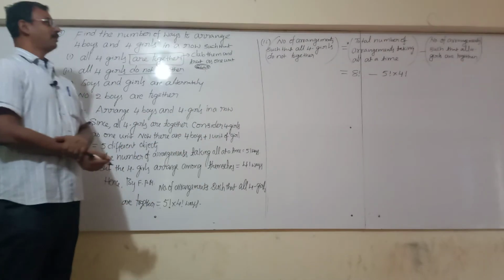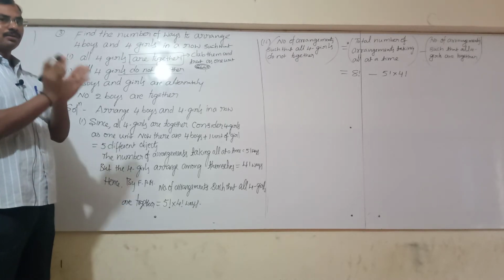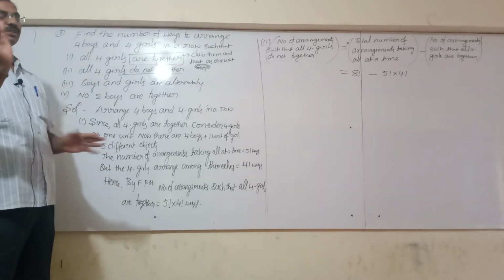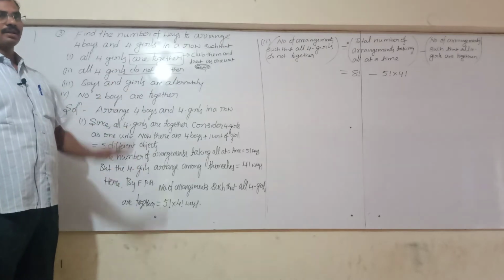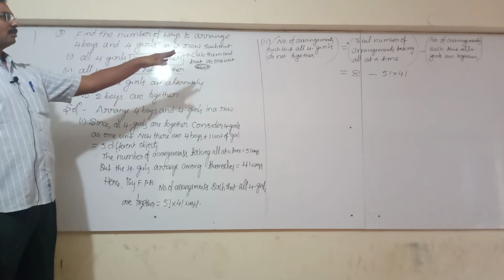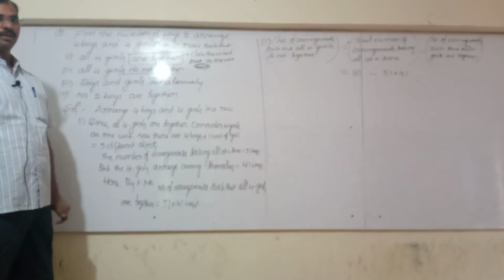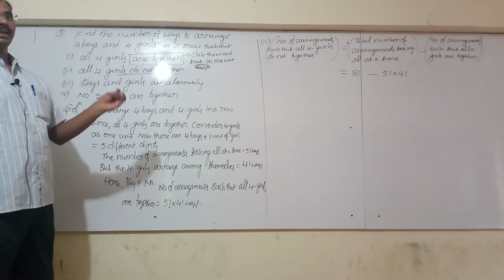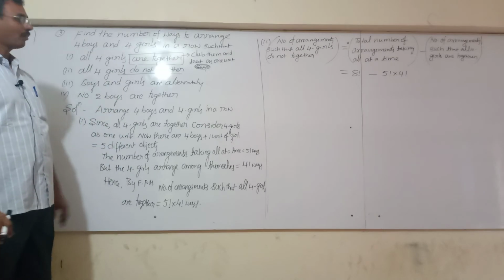Number of arrangements, okay, do not together. Do not together equals total minus together. Remember always, whether girls, boys, vowels or consonants, any objects: do not together equals total minus together. All do not together equals total arrangements minus all together. That is the second answer.